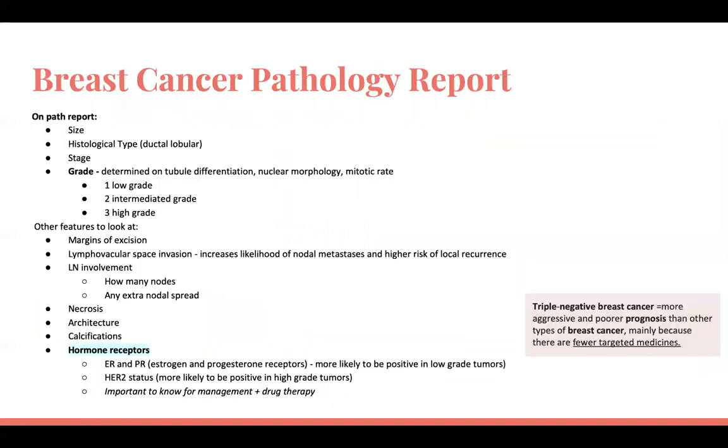So what do you get on a pathology report? I listed some things here. I guess the main take home to think about is the hormone receptors, because that changes your management. The 3 main receptors we look at are estrogen, progesterone, and HER2 status. Important to remember that triple negative breast cancer has the worst prognosis because we don't have any targeted medicines or therapy.